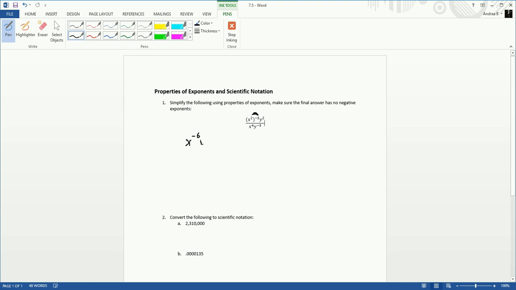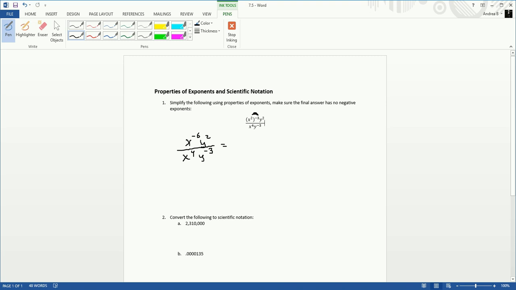and then we'd still have that times the y to the 2nd power in the numerator, over, and then in the denominator we would still have the x to the 4th times the y to the negative 3rd. Next, one thing that we could do is then get the x's and the y's together.